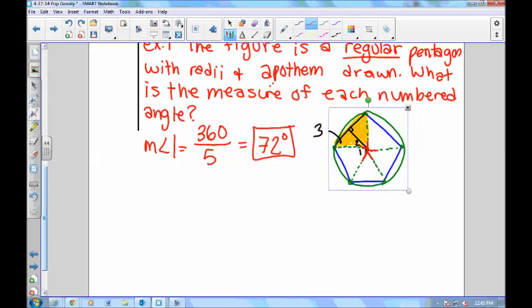Please look this way and stop talking to your neighbor. This apothem not only is perpendicular, but it bisects that angle. What does the word bisect mean? Cut in half. So if angle 1 is 72, what's half of that? 36. So we take 72 divided by 2, 36.